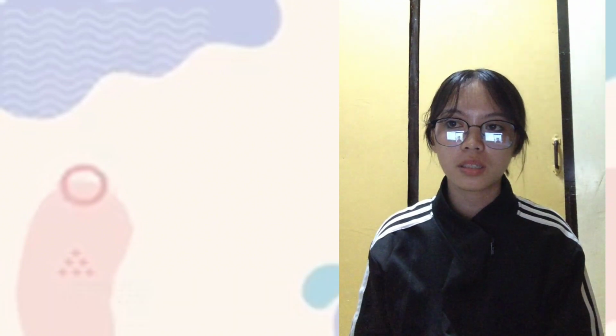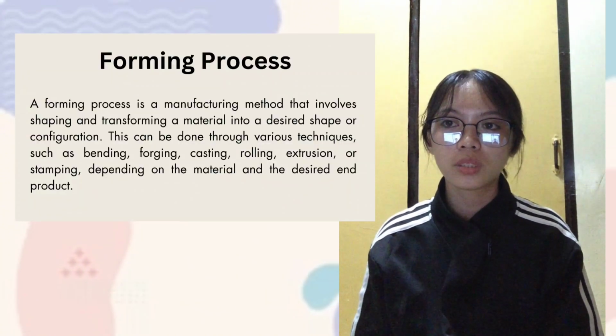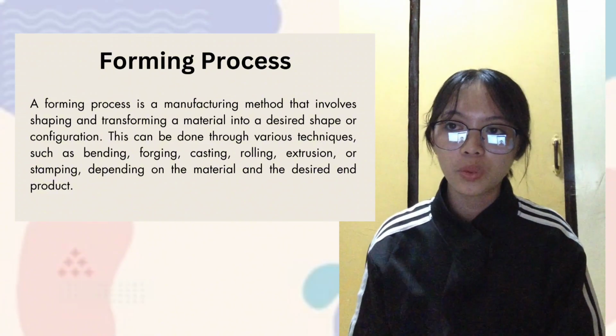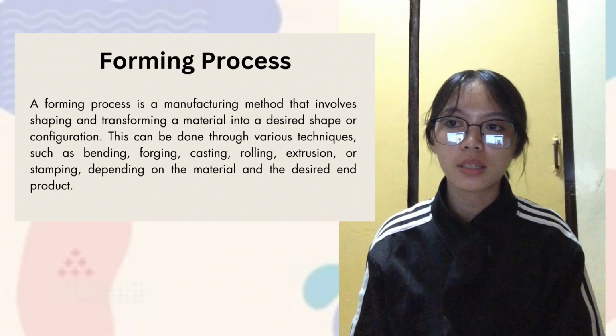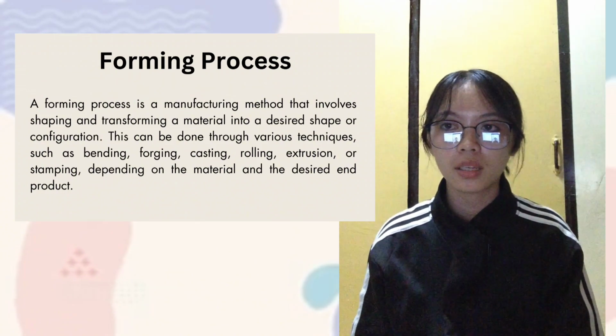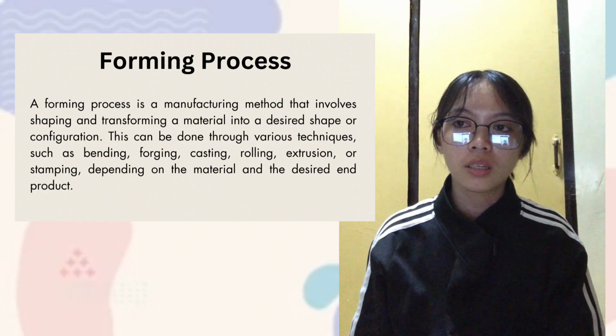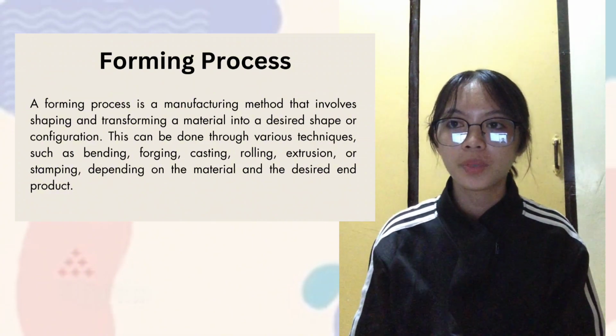Forming process is a manufacturing method that involves shaping and transforming a material into a desired shape or configuration. This can be done through various techniques such as bending, forging, casting, rolling, extrusion, or stamping, depending on the material and the desired end product. Forming processes are also widely used in industries like metalworking, plastics, ceramics, and many more to create components or products with specific geometries and properties.